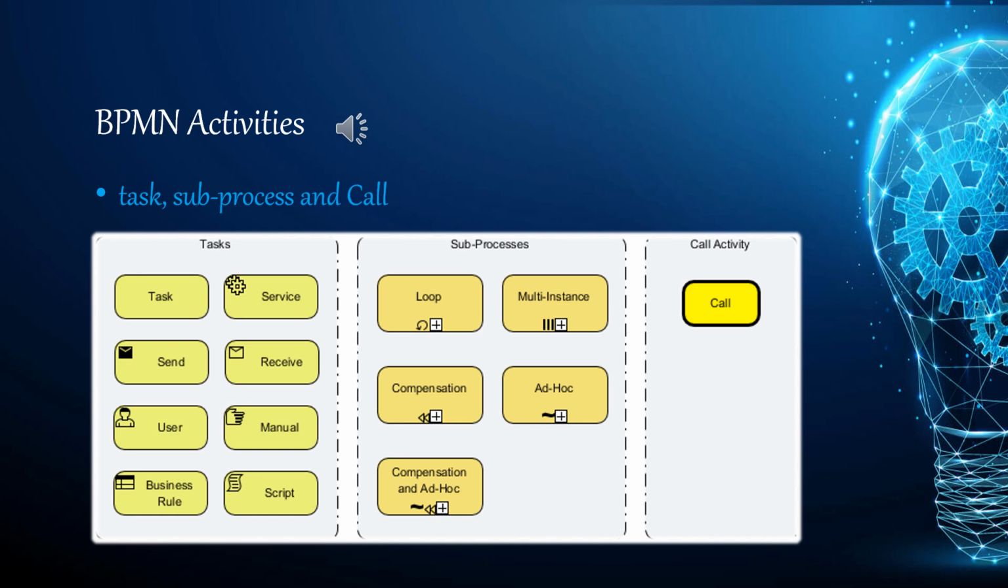Sub-process. A sub-process is a compound activity that represents a collection of other tasks and sub-processes. By using a sub-process, you can split a complex process into multiple levels, which allows you to focus on a particular area in a single process diagram.